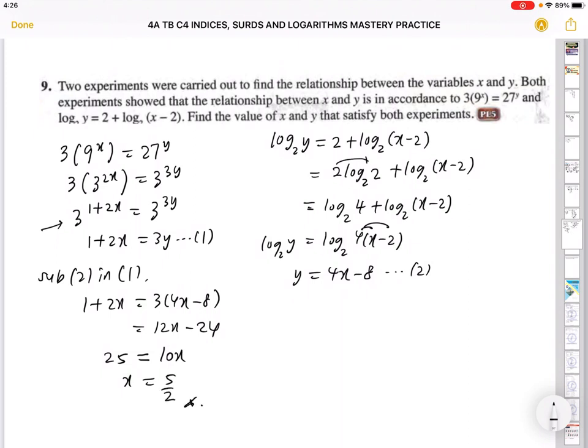Alright, now with that we can substitute inside equation number 2. My y is 4 times 5 over 2 minus 8. So 10 minus 8 is just 2. Okay. Alright, last question, number 10.